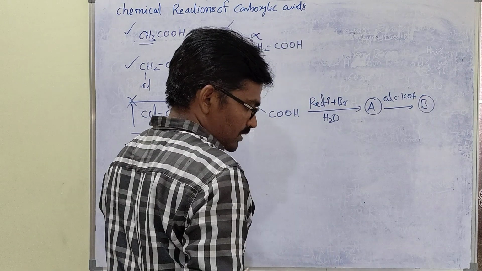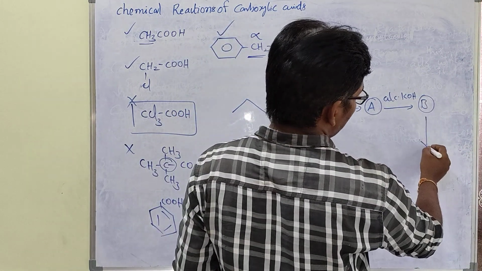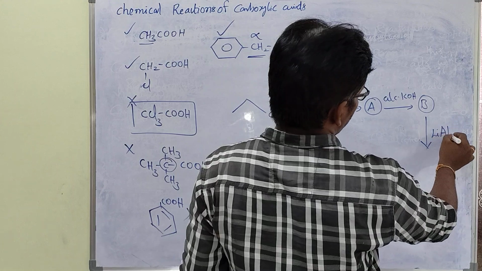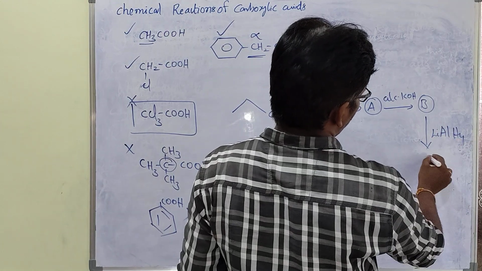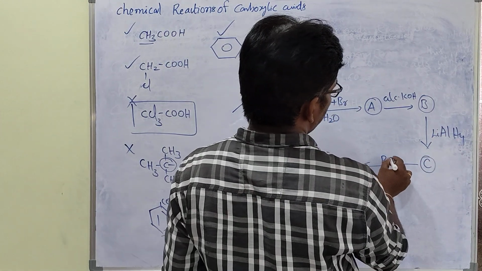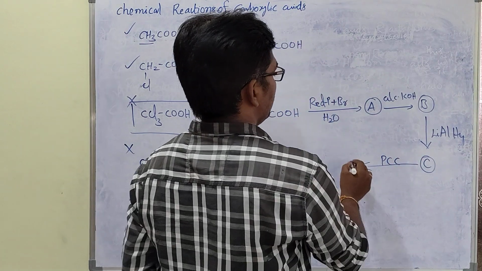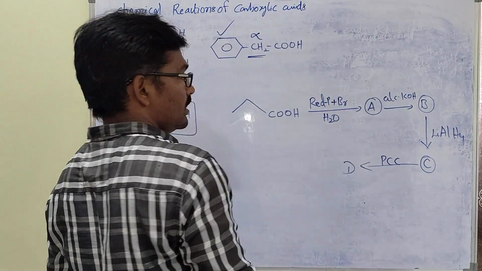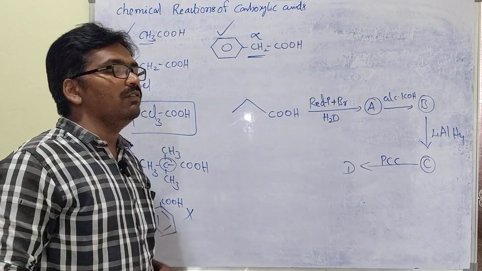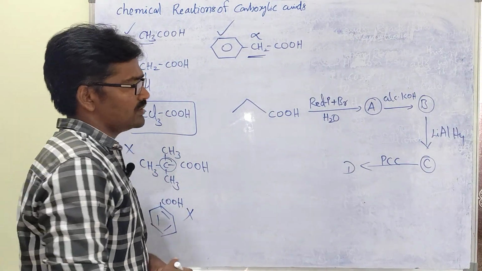B, when it reacts with lithium aluminum hydride, C will be formed. C, when it reacts with PCC, pyridinium chlorochromate, then D will be formed. So what are A, B, C, D? They ask questions like this.